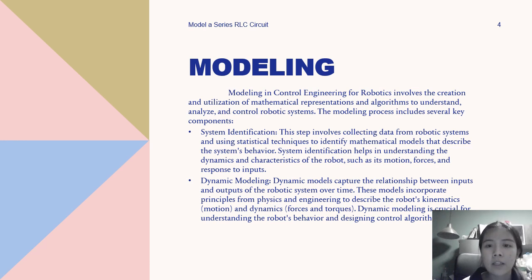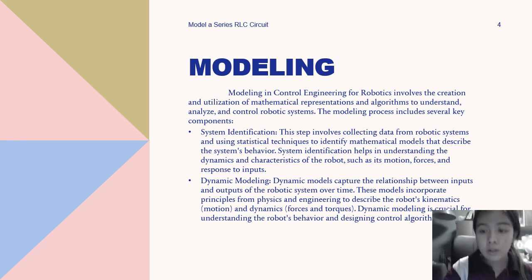Several key parts: system identification. This step involves the collection of data from the robotic system and using statistical methods to identify the mathematical model. System identification helps to understand the dynamics and the characteristics of the robot, such as the motion, the force vector, and response to inputs, something like this.